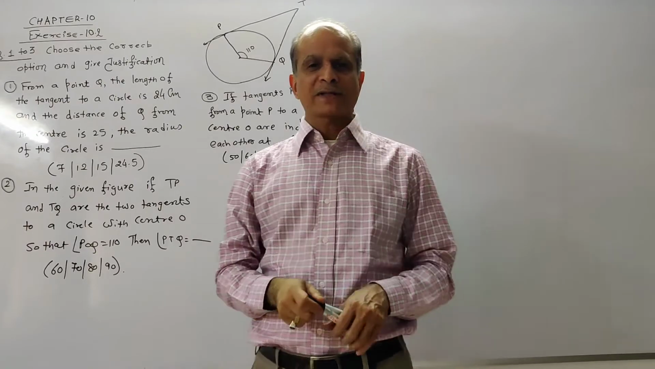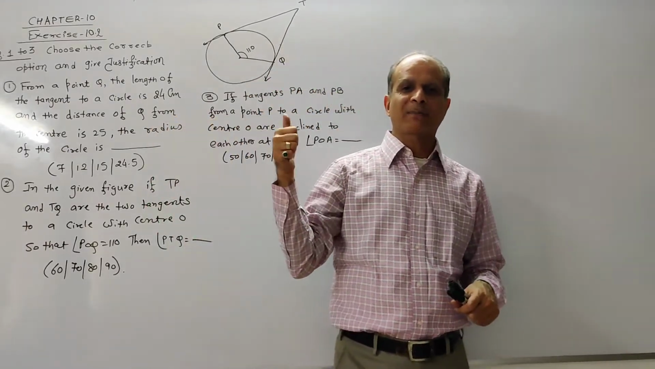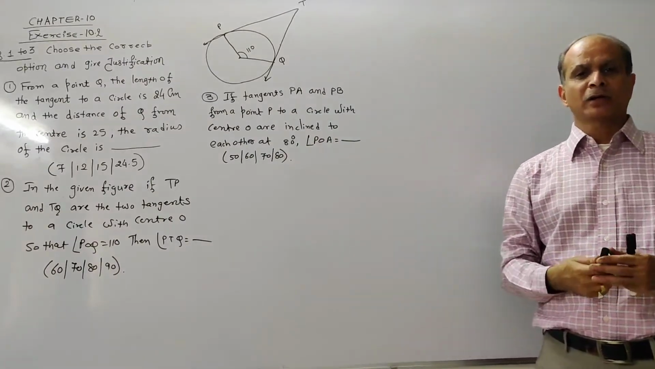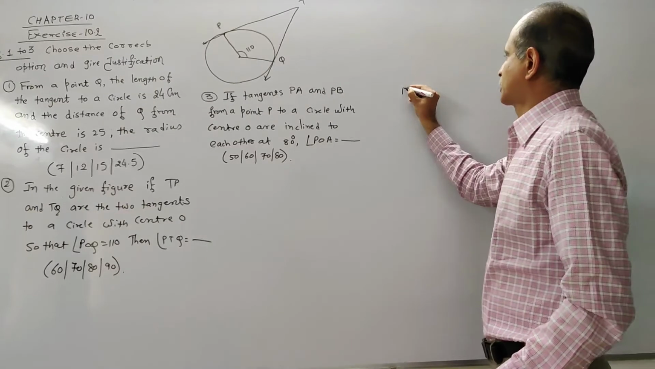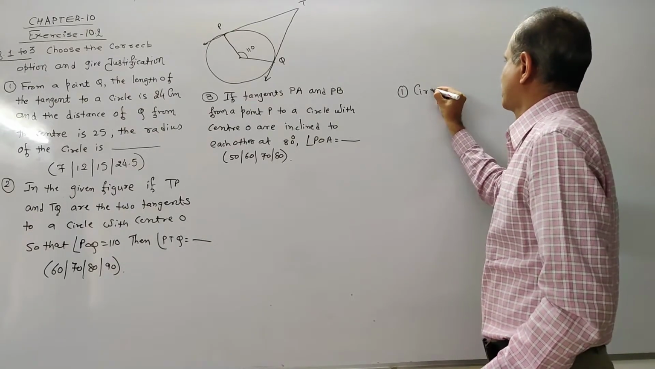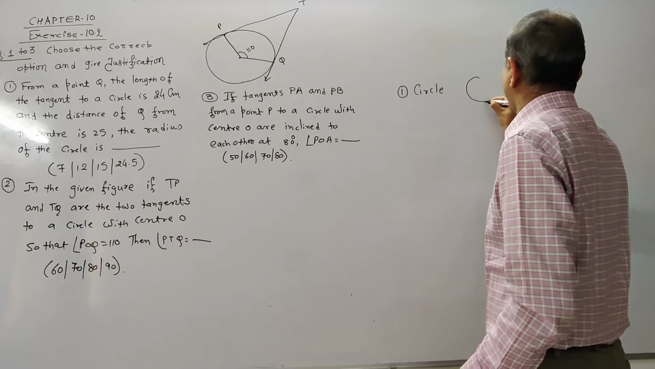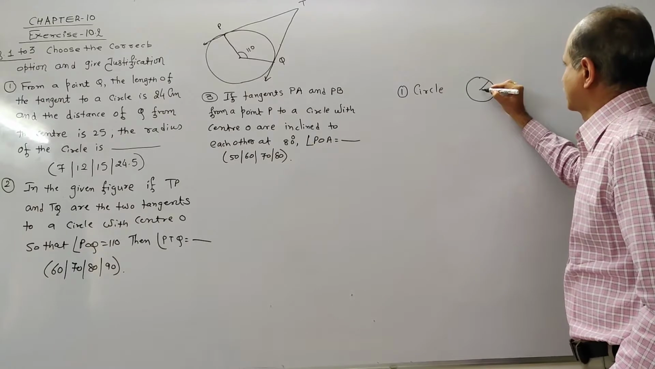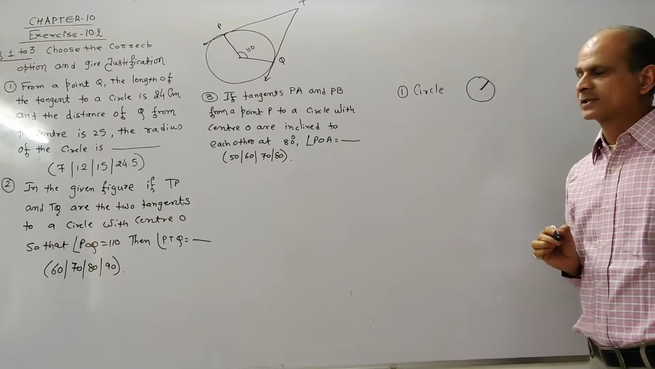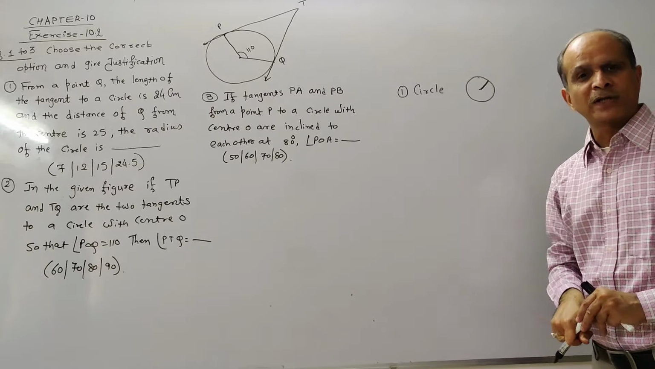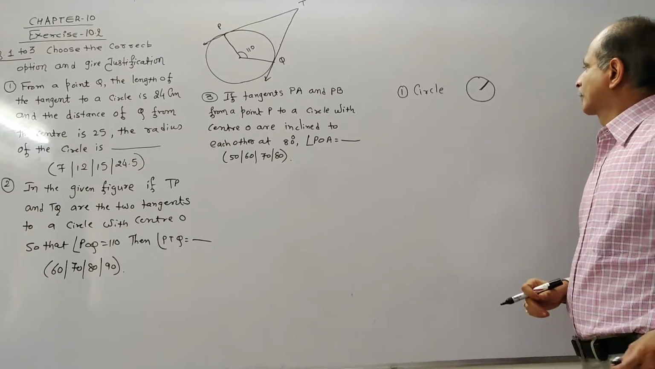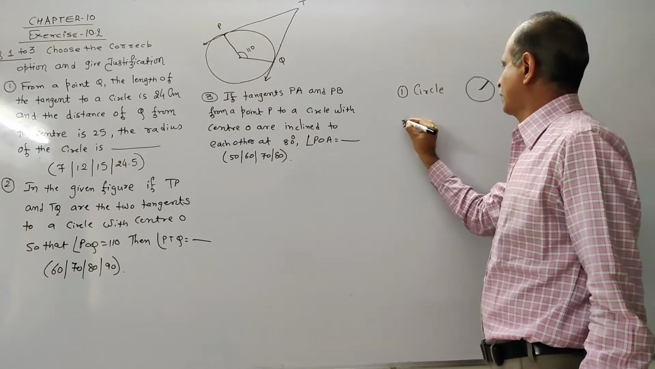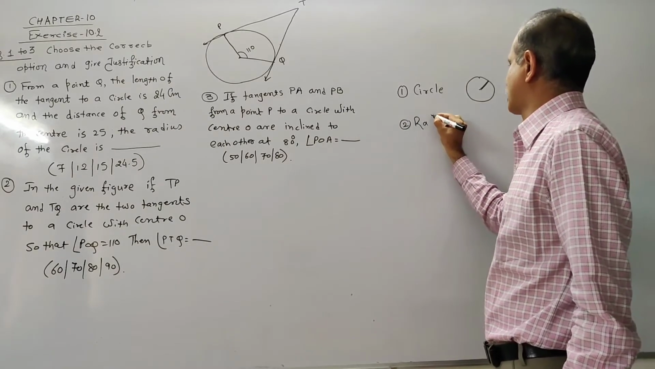Well, in the first lecture of this chapter, chapter number 10, Circle, we have discussed 10 different concepts of the circle. The first concept is the definition of a circle: the set of all the points at a given distance from a fixed point is known as a circle. The fixed point is known as the center of the circle, and the fixed distance is known as the radius of the circle. Then we discussed the second concept, the radius of a circle.